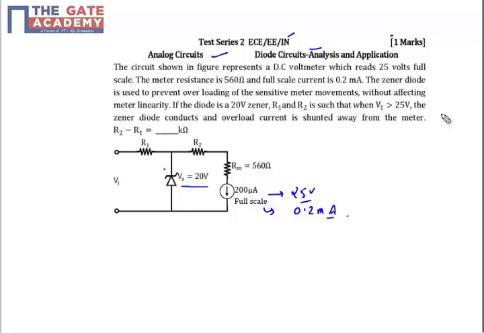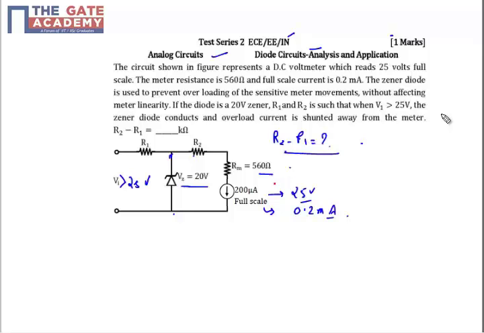For the prevention we have the Zener diode, which has this quality that if the input supply is greater than 25 volt, it will conduct and maintain 20 volt across this voltmeter along with R2. The voltmeter has a resistance of 560 ohm. Question says to calculate the difference R2 minus R1. The question is pretty much clear.